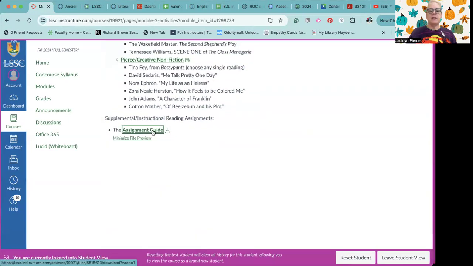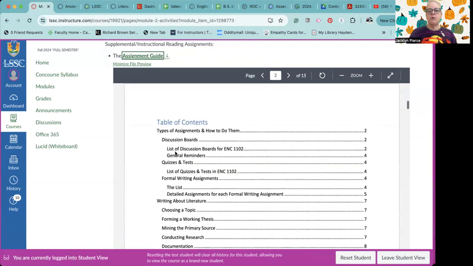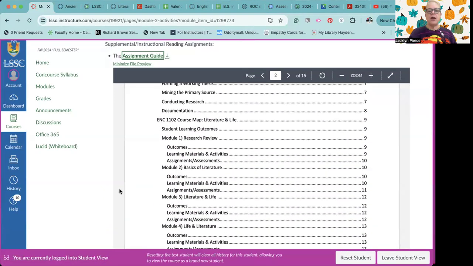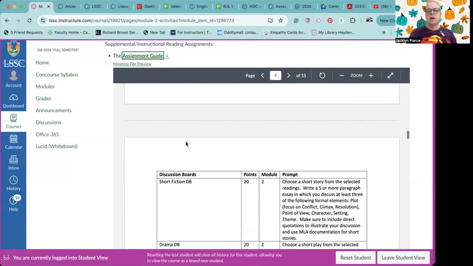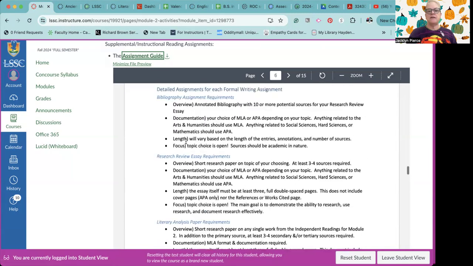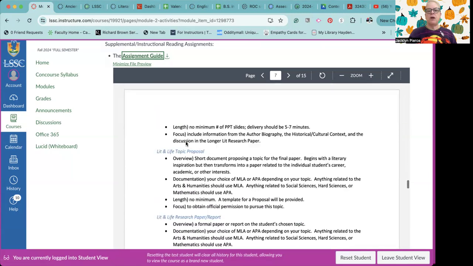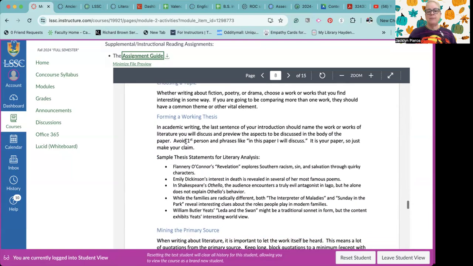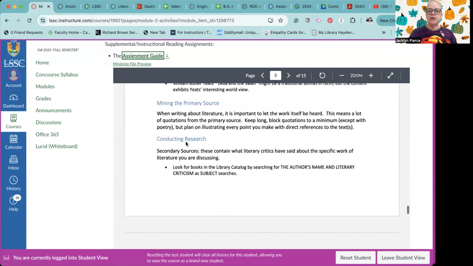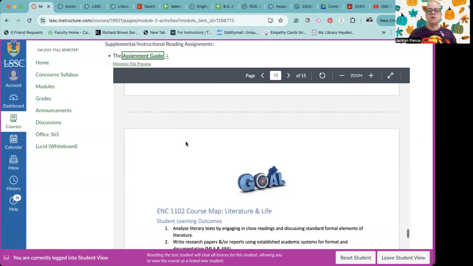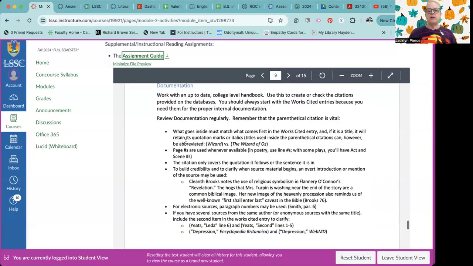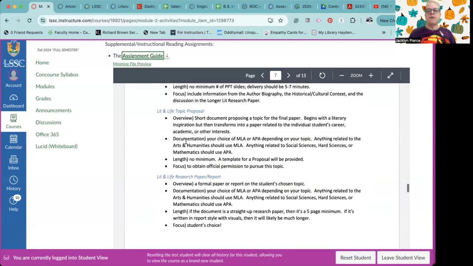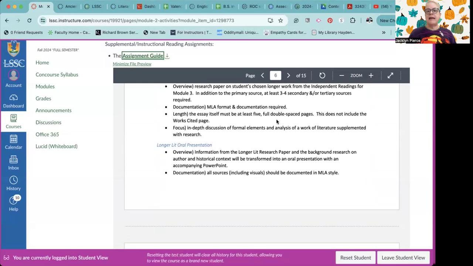So I want to open the assignment guide because I think this will be the most helpful in walking you through what we're doing here. We are focused on the basics of literature, and that is on pages 10 and 11 in this particular guide. If you haven't taken a look at this, please look through here, because this really gives you a good overview of not only what we're doing now, but what's coming. It also delves into how to write about literature, which is what we are mostly focusing on in this module. So definitely take a look at that. Then we'll get into the next module, which is literature and life. You don't have to worry too much about that yet. Focus on the literature part, and that will help you as you navigate this quiz, as well as the upcoming discussion boards and other assignments.